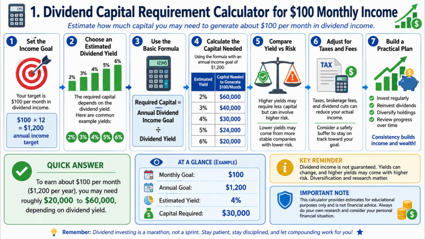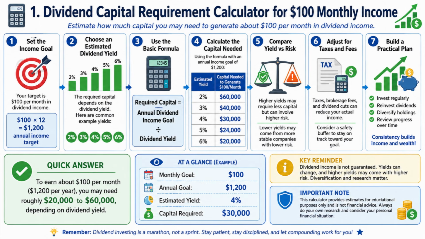Then, convert that monthly income into an annual income goal because dividend calculations are usually easier to understand on a yearly basis. Since $100 per month multiplied by 12 months equals $1,200, the annual dividend income target becomes $1,200.